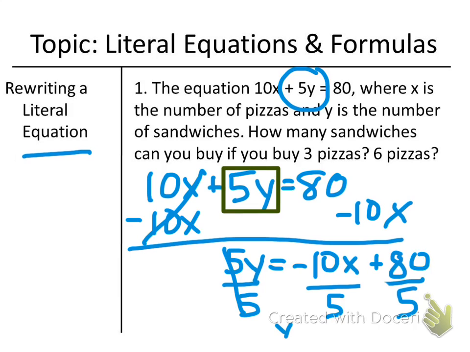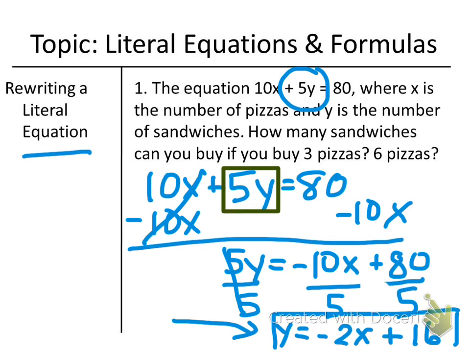So this becomes y equals negative 2x plus 16. Y equals negative 2x plus 16. So that is my first step, step 1. Now I'm going to erase what I just wrote because I do not have enough room to show you how to buy 3 pizzas and 6 pizzas. So write this down in your notes. That's step 1.